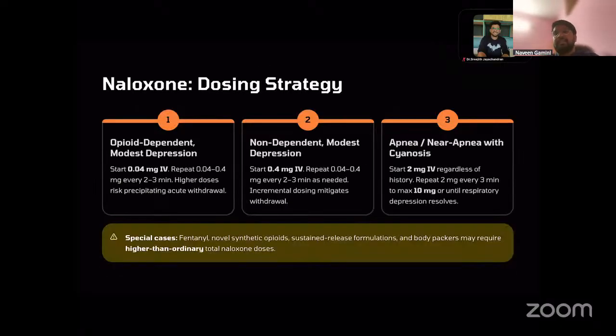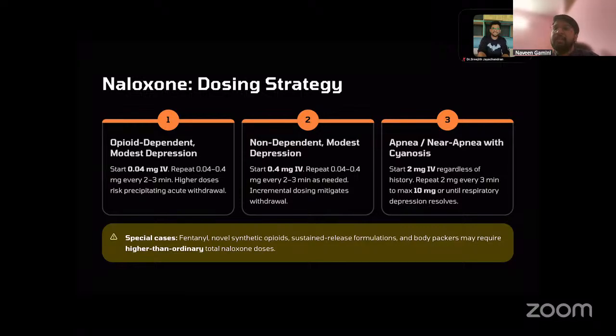Now, what is the dosing strategy? Let us consider three categories of patients. The first category is a patient who is opioid dependent, that means a patient who is consuming opioids on a regular basis, and the patient is in modest depression. In that patient, we'll start with a very mild dose, that is 0.04 mg IV, and we will repeat this dose every 2 to 3 minutes until the patient's vitals or hemodynamic stability is achieved. So we'll repeat the dose of 0.04 to 0.4 mg every 2 to 3 minutes.